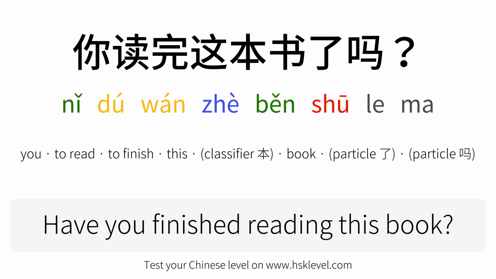So now we have analyzed every chunk of this sentence. 你读完这本书了吗? You can see how each word contributes to the overall meaning and structure of the sentence. To recap, this sentence means have you finished reading this book, in English. I hope you enjoyed this lesson on Chinese grammar.